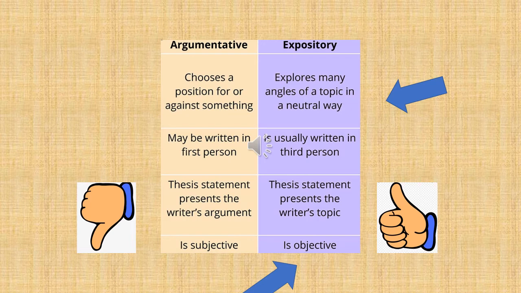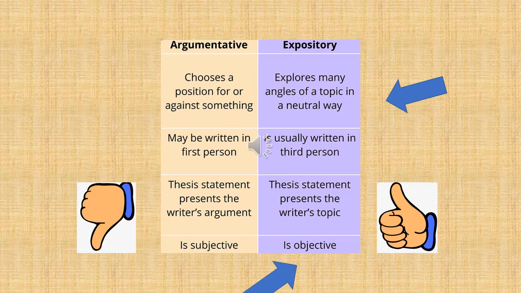So argumentative, the thesis statement presents the writer's argument, right? We're not going to do that. But under expository, what we are going to do, the thesis statement presents the writer's topic, right? Our topic, and then summarize the points that you're going to make. We spoke about this before. Argumentative is subjective, so it's your personal opinion, but expository is objective. These are truths. You're going out there doing research and finding truths on a subject matter, and presenting them in a neutral way to the reader. And that boils down to language, as we said before.